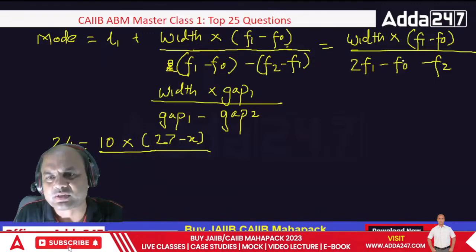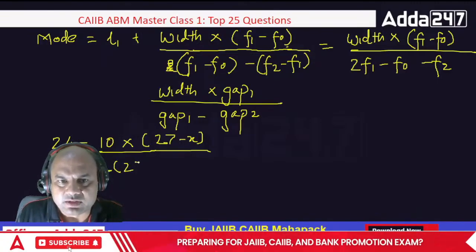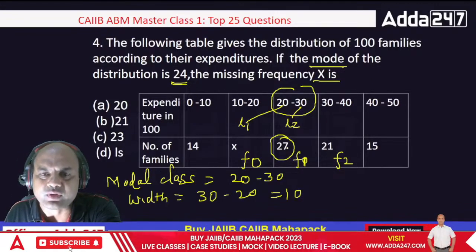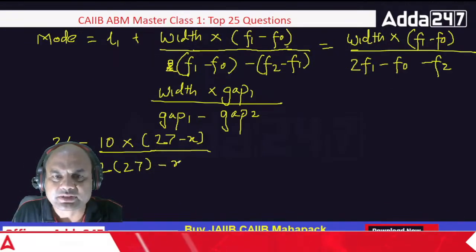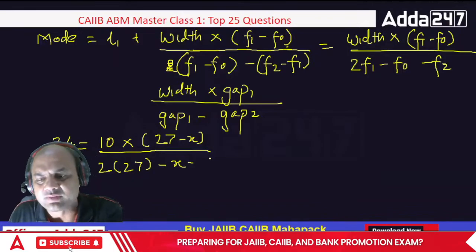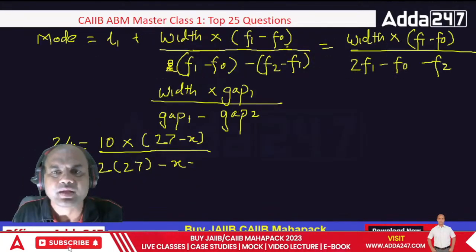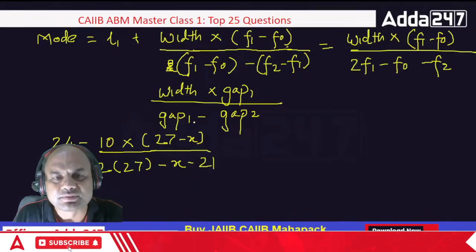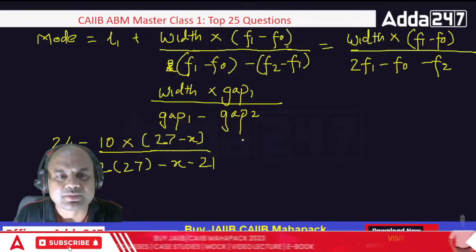You can use this one also. 2 into 27, right? f1 is 27 only now. 2 into 27 minus f0. f0 is x minus, what is the other one? 21. See this, f2 is 21. So minus 21. So now solve this. Take everything on the other side. So it becomes what? Therefore, now this becomes a solution.